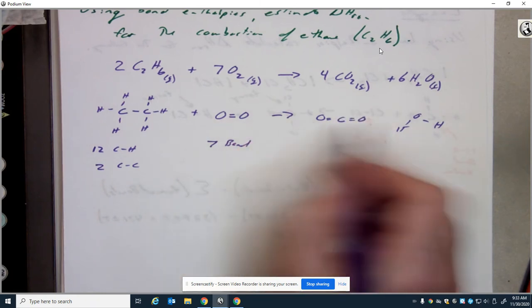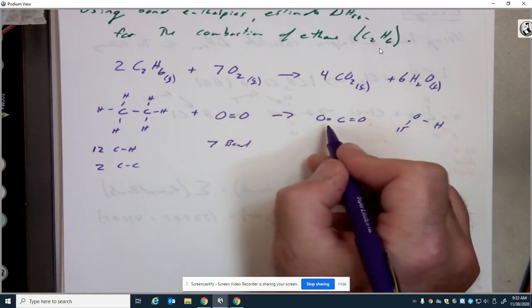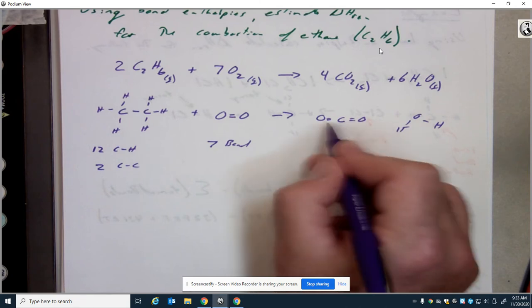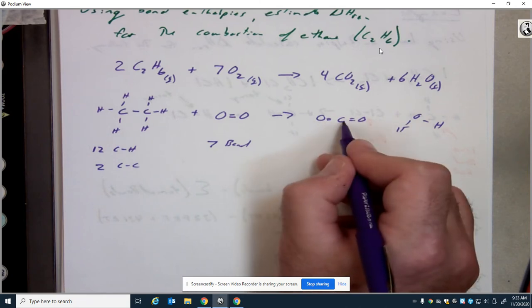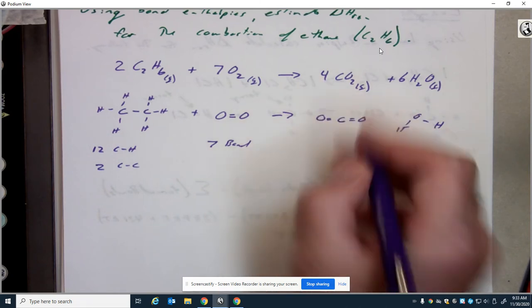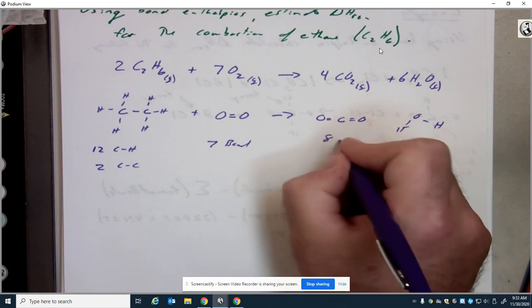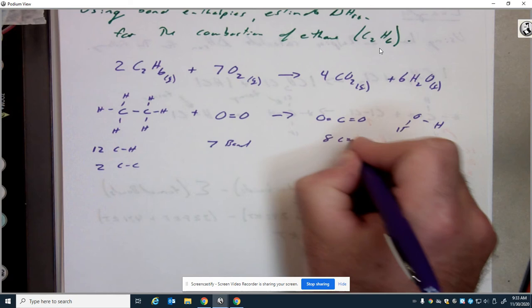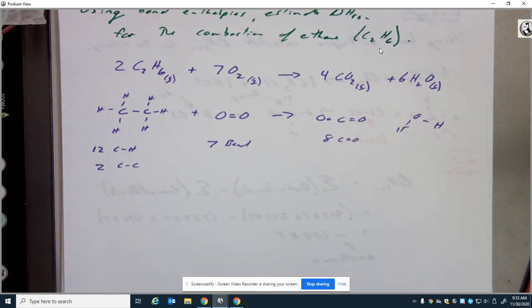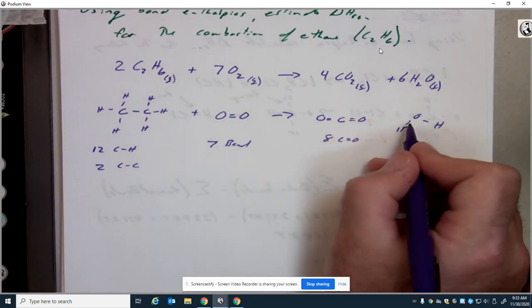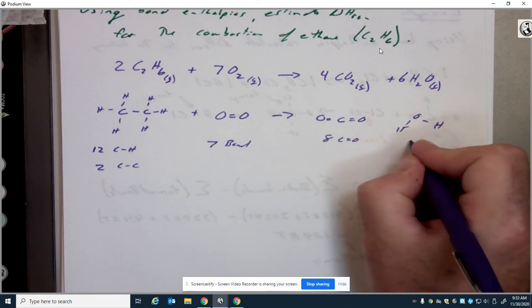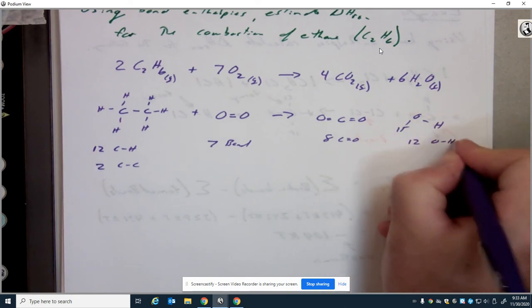Okay, and we're going to do the same thing. What are we going to make over here? Well, there are 2 double bonds here times 4. So this is 8 double bonds. We're going to make 8 carbon-oxygen double bonds. Okay, and we're going to make 1, 2 times 6. We're going to make 12 oxygen-hydrogen bonds.